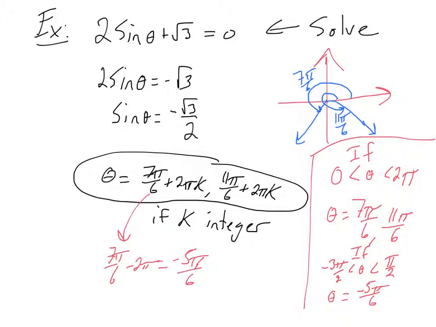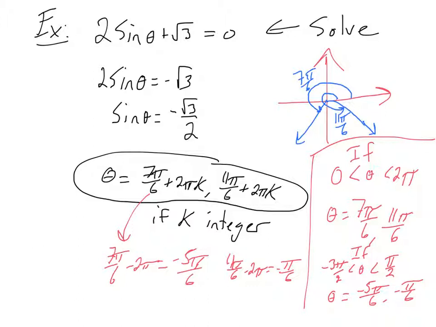Now what if I do the same thing with 11 pi over 6, and I subtract 2 pi from that? How many pi over 6s will I have? Yep, negative pi over 6, right? Is that between negative 3 pi over 2 and pi over 2? Yep. So those two work, right?